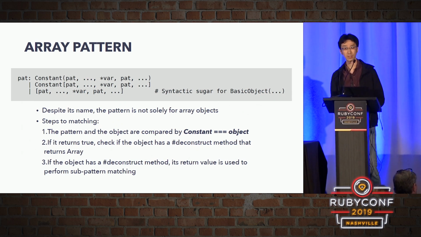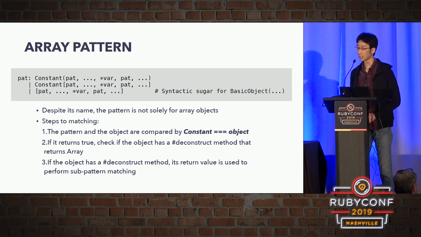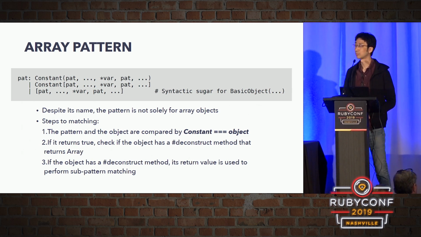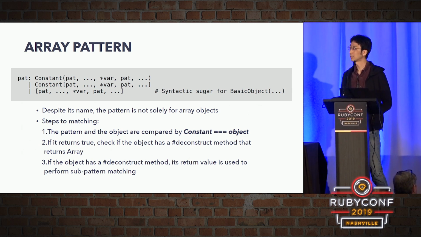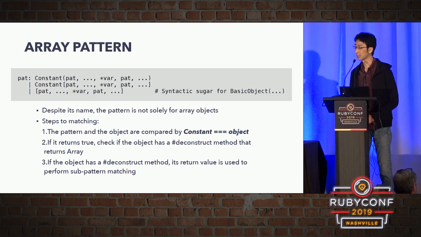Next is array pattern. Array pattern is a bit different from what you might expect. That's because the array pattern is not solely for array objects. So let me explain what matching is done by array pattern step by step.